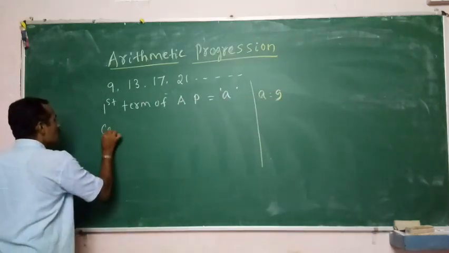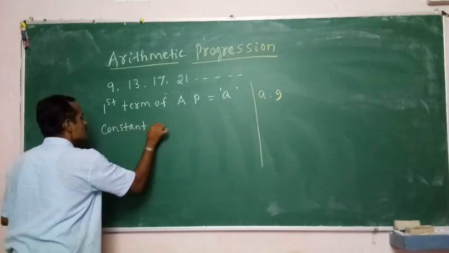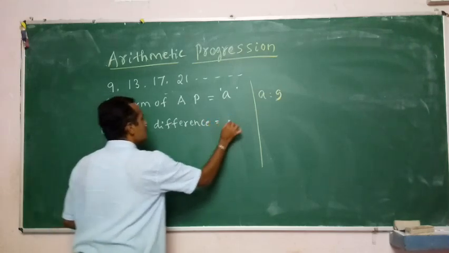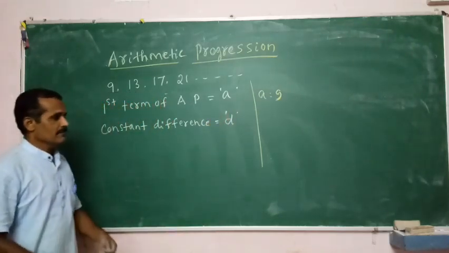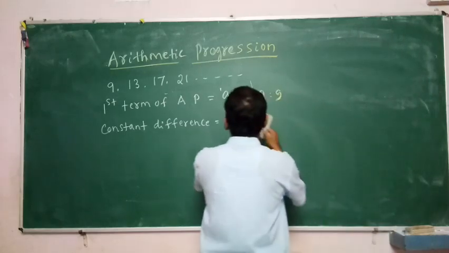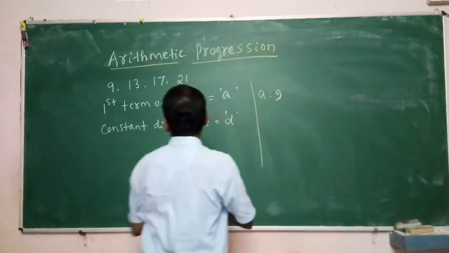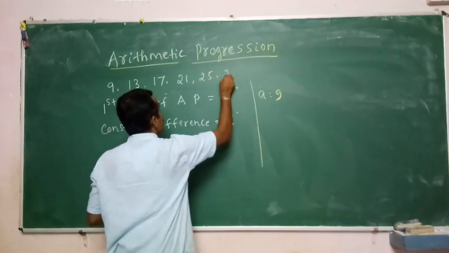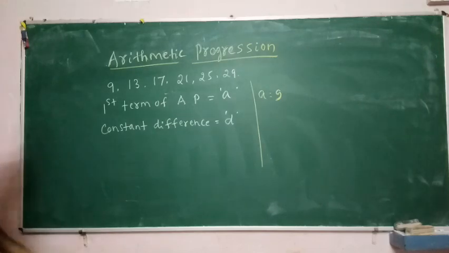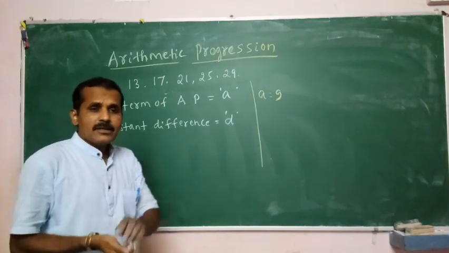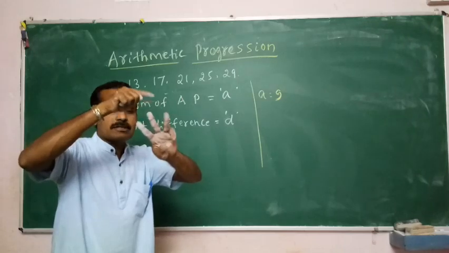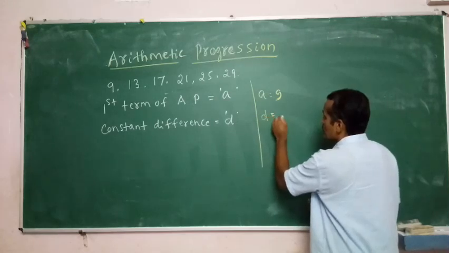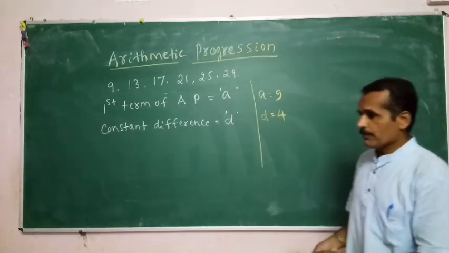Okay. The constant difference is always denoted by D. I will write 9, 13, 17, 21, 25, 29. Okay. This is my D. Constant difference means the difference of two consecutive numbers, that is called D. In our problem, D is equal to 4.